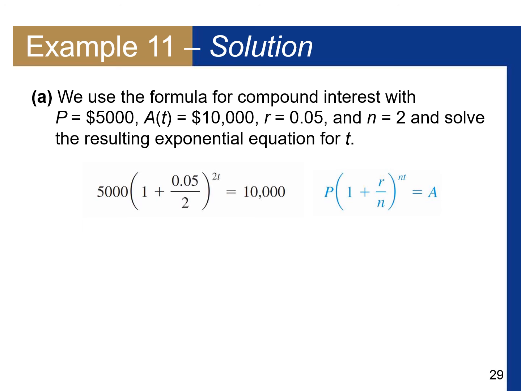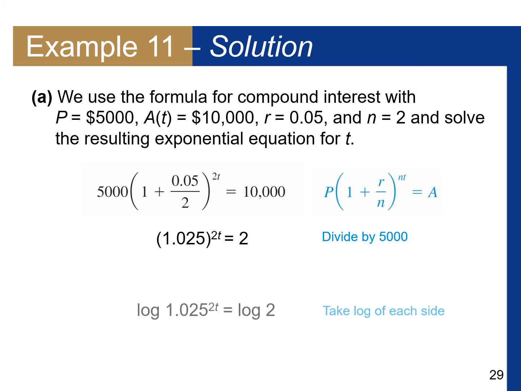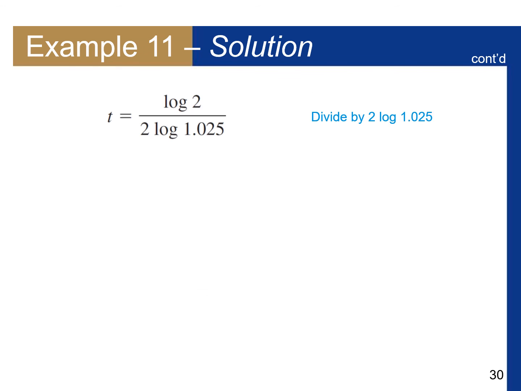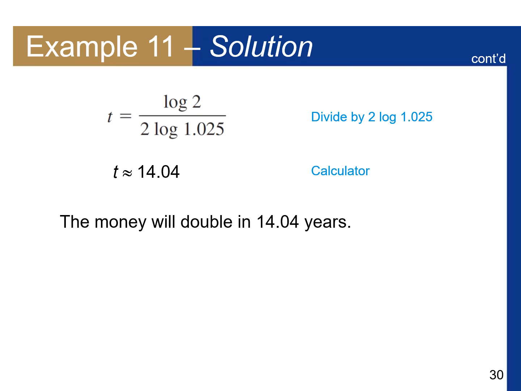So first, n is going to be 2 when it's semi-annually because it's twice a year. We're going to plug everything into our formula. Divide both sides by 5,000. Take the log of each side. And then, of course, law 3 brings down the exponent. And we're going to solve for t. Put it in our calculator, and we see that we get 14.04. So the money will double in 14.04 years.